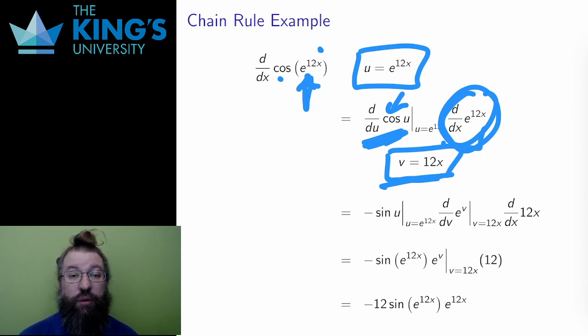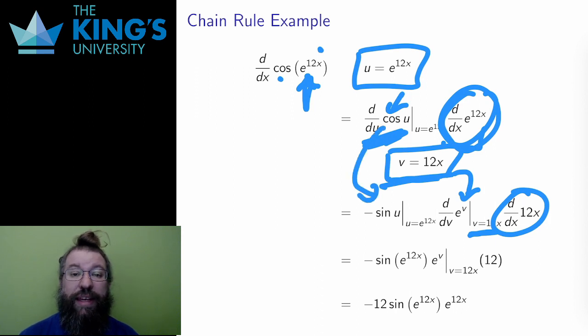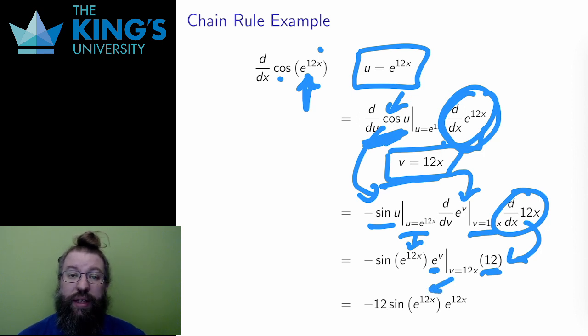For this term, I get the derivative of the outside, e to the v, the evaluation bar for v, and the derivative of the inside. In the meantime, I've done the first derivative, writing the negative sign, which is the derivative of cosine. Then I do the first replacement, replacing u with e to the 12x. Then the derivative of e to the v is just e to the v, and the derivative of 12x is just 12. And finally, I do the second replacement, writing e to the 12x instead of e to the v. And I'll also move the multiplication by 12 to the front, which is conventional.